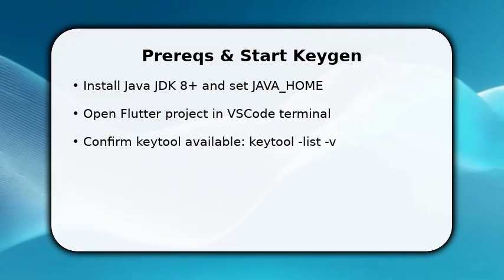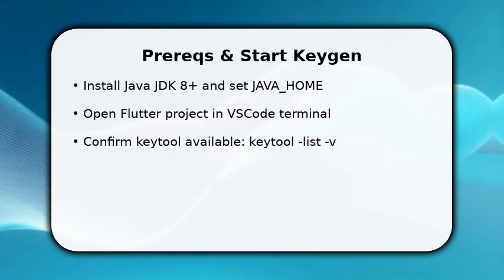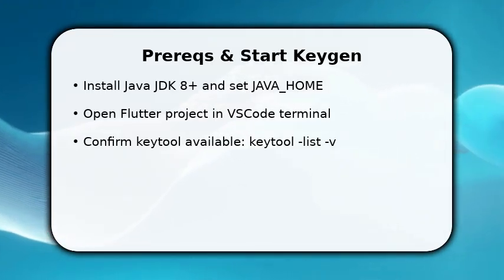You need Java installed and your Flutter project open in VS Code. Once done, open the integrated terminal. First actionable step, locate keytool by running keytool -list -v. This verifies the JDK path. If keytool is missing, set JAVA_HOME to your JDK folder and restart the terminal.